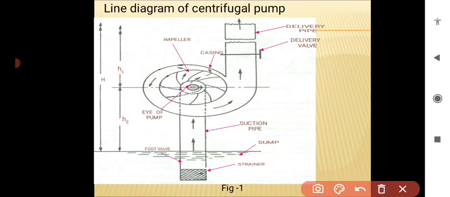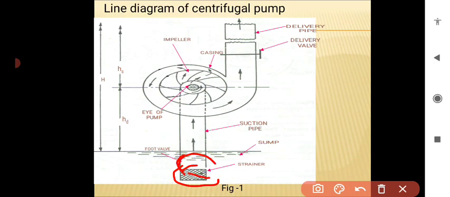And coming to the fourth one, strainer and foot valve. Here it is, the strainer. This strainer is fitted to the bottom of the suction pipe to keep impurities or foreign matter away from the impeller pump. Like a filter, the strainer is nothing but a filter. And this is the foot valve.